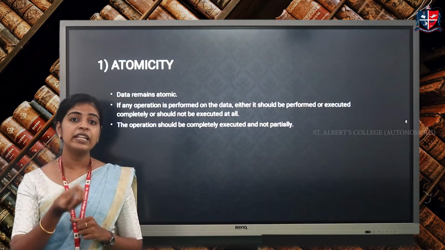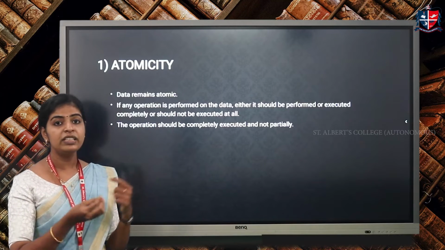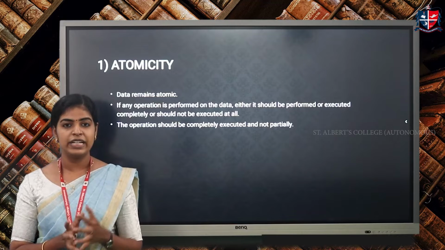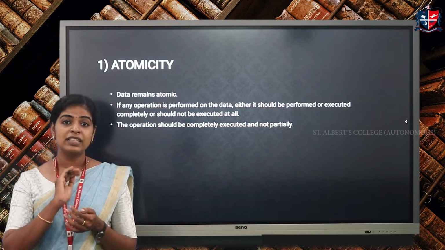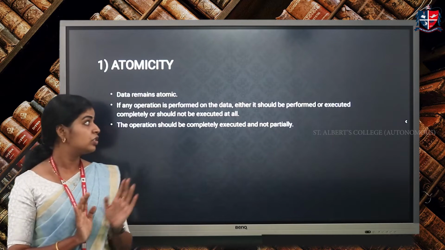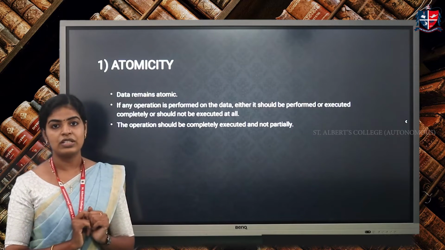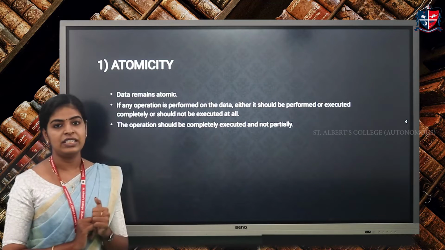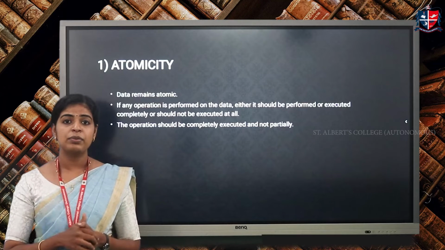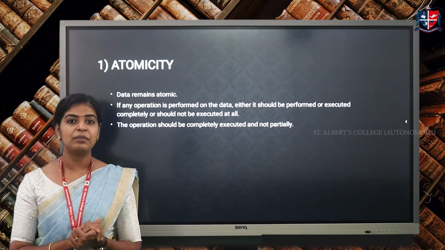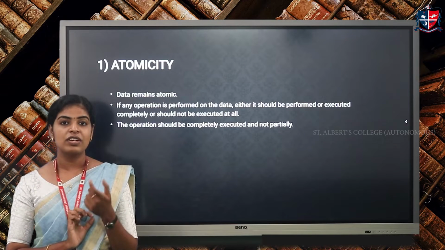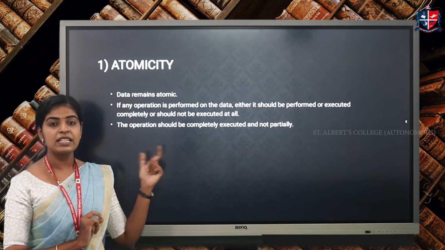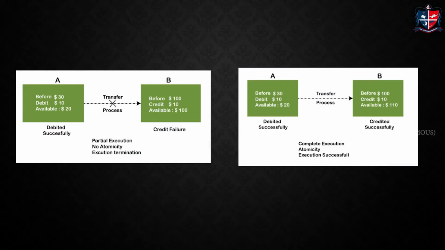Suppose I am applying any operations, any kinds of functions or methods, on one data, it should be done completely, or not executed at all. That means the operation should be completely executed and not partially. This is known as atomicity. Atomic means it should be done completely, or not at all.